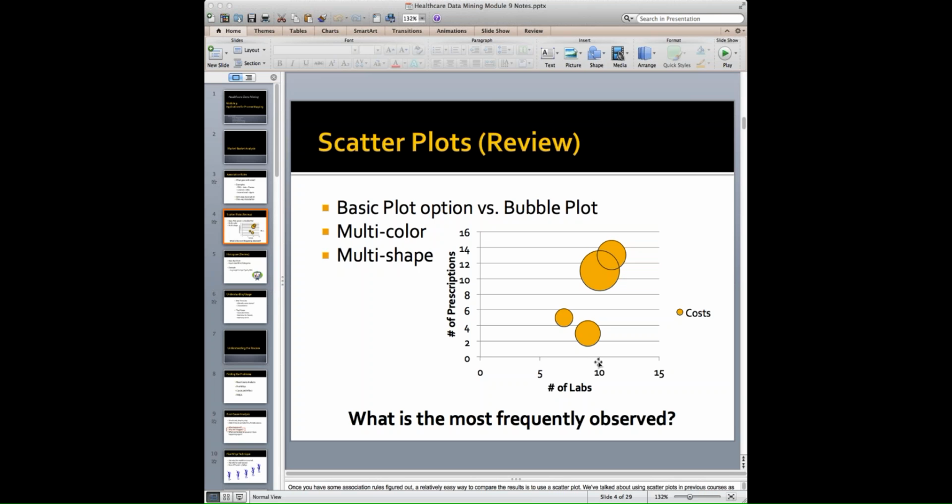I really wanted to point this bubble plot out because I think it's really helpful when you're looking at multi-way associations. When you get beyond your standard two-axis chart, the Y and X axis chart, I think this bubble plot really is a good visual for seeing those associations.